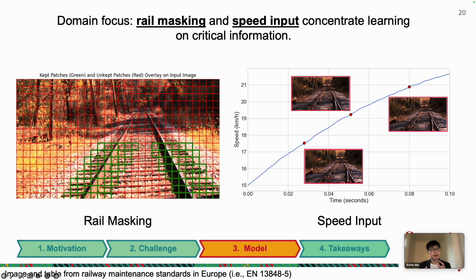Here, you can see an example of our rail masking in action on the left, and it basically aims to isolate the relevant rail regions. And apart from that, we also feed the train speed profile shown on the right. The train speed profile serves as an input to the model, and this provides crucial context because it helps the model differentiate between visual changes that are only due to speed variations versus those that might genuinely be an anomaly.